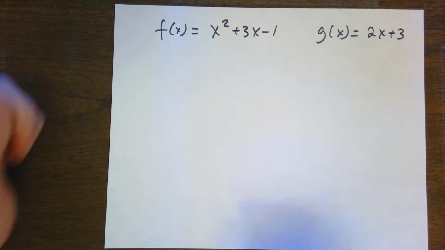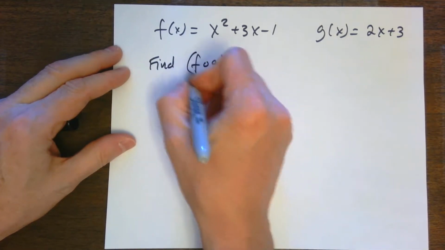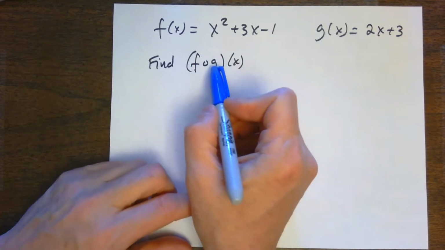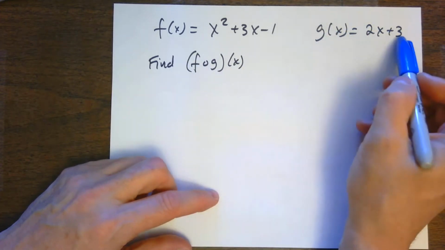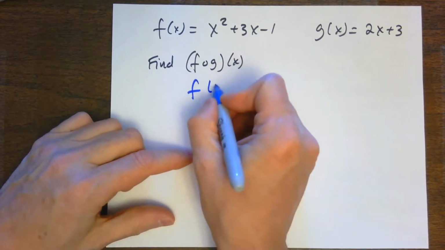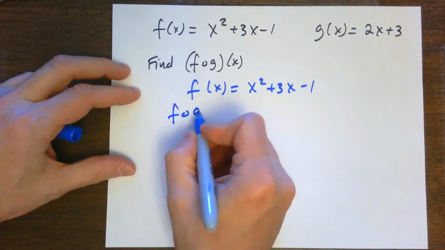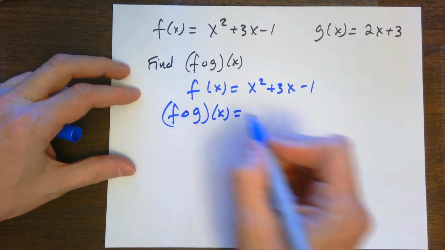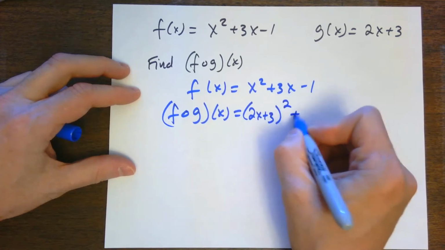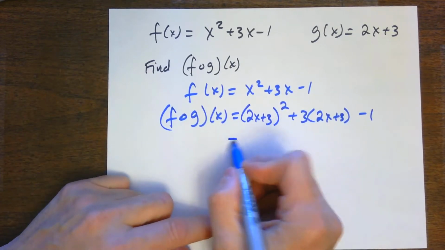All right, so if I want to find f of g of x, I'm going to start with f of x, and I'm going to take g of x and plug it in for x in f of x. I'm going to plug it in everywhere I see an x. So f of x equals x squared plus 3x minus 1. f of g of x equals (2x plus 3) squared, plus 3 times (2x plus 3), minus 1. All right, let's clean this up here.